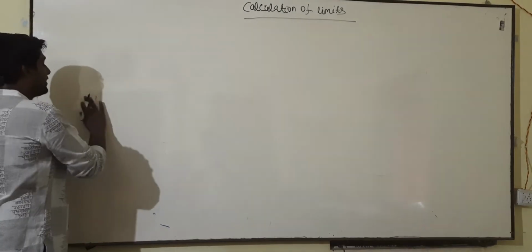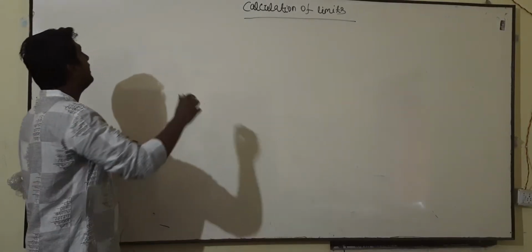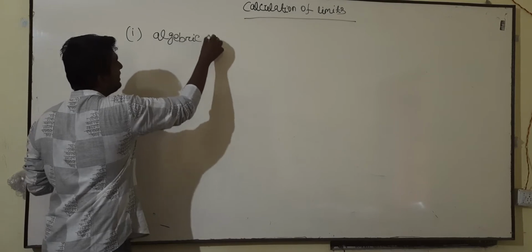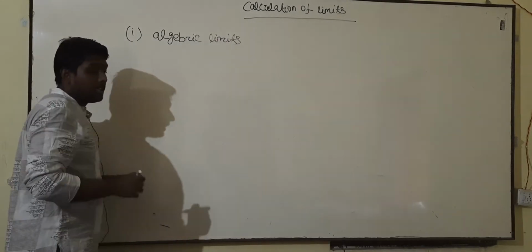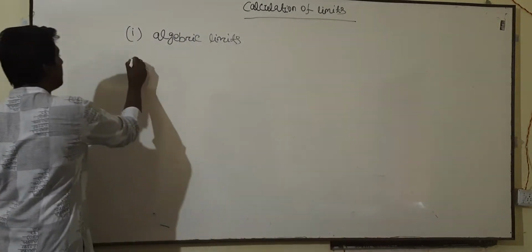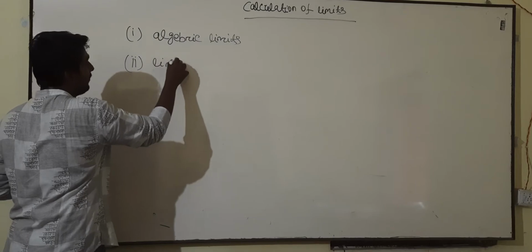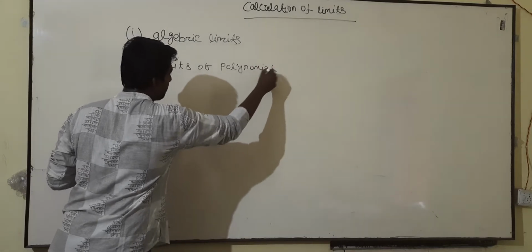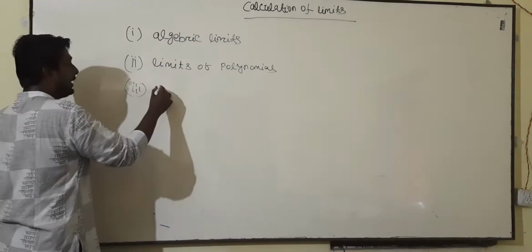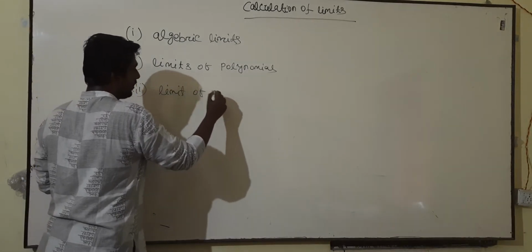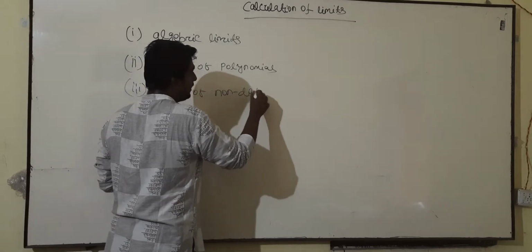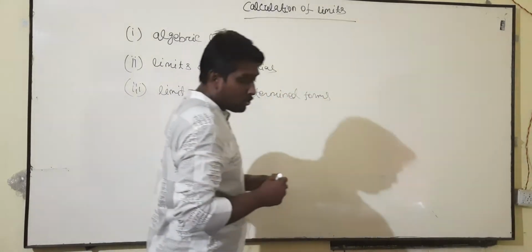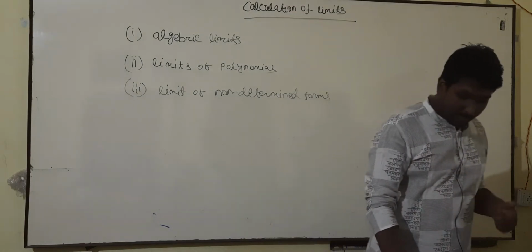The calculation of limits is divided into three parts. The first part is algebraic limits. The second part is limits of polynomials. The third part is limits of non-determined forms. So in these three parts we will be dealing with the chapter on limits.